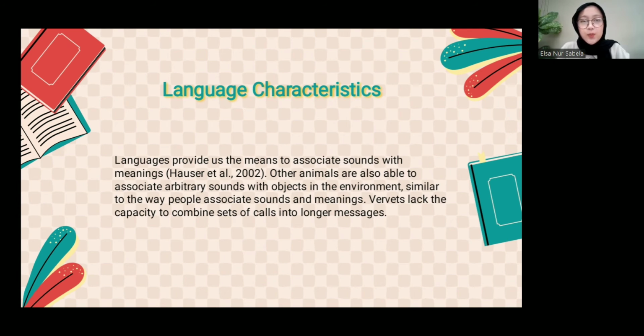And the next I will explain about language characteristics. According to Hauser et al. 2002, language provides us the means to associate sounds with meanings. Other animals are also able to associate arbitrary sounds with objects in the environment, similar to the way people associate sounds and meanings, and report the capacity to combine a set of calls into a longer message.